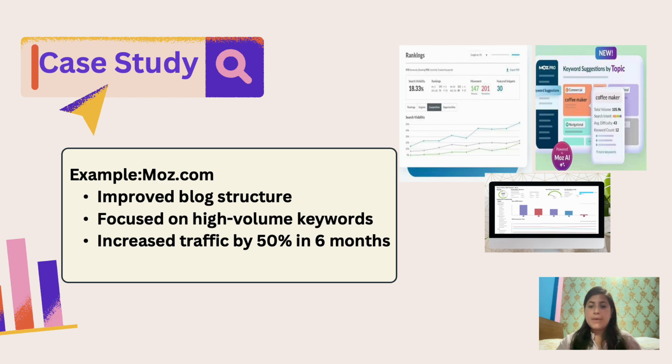As a result, what happened? They experienced a 50% increase in organic traffic within 6 months, improved ranking for over 200 keywords, and better engagement, including lower bounce rates and longer session durations. This shows how auditing and optimizing existing content can be just as impactful as creating new content from scratch.